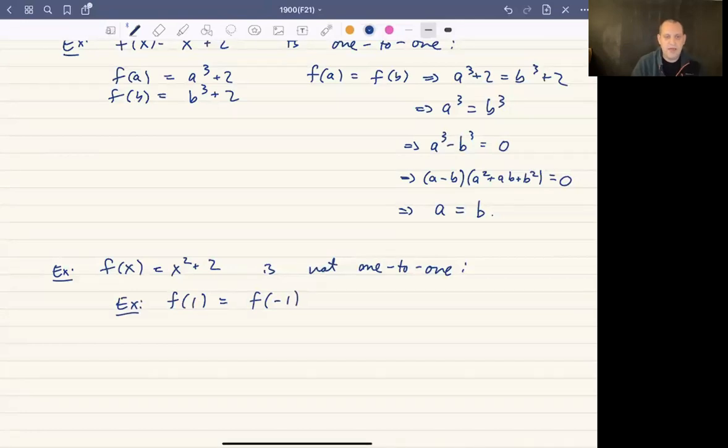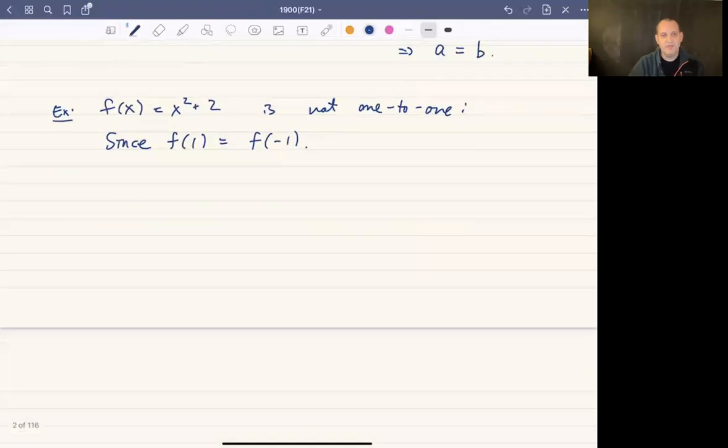For example, f of 1 and f of -1 are equal. They're both equal to 3. But of course, 1 and -1 are not equal. So this is one way that you could say that the function f is not 1-to-1, is that you have two different inputs that give you the same output. Okay, so f of 1 and f of -1 are equal, but their inputs are not. So that function's not 1-to-1.